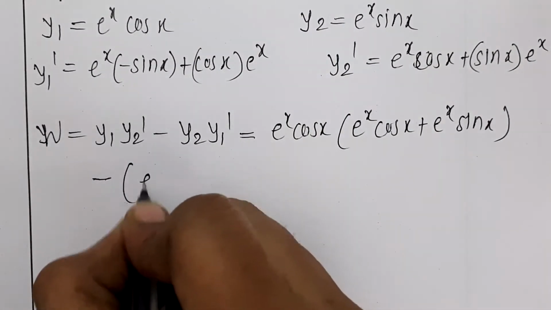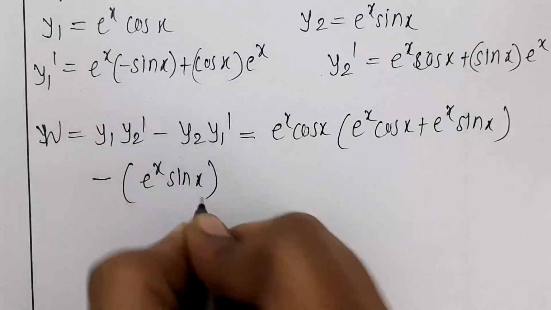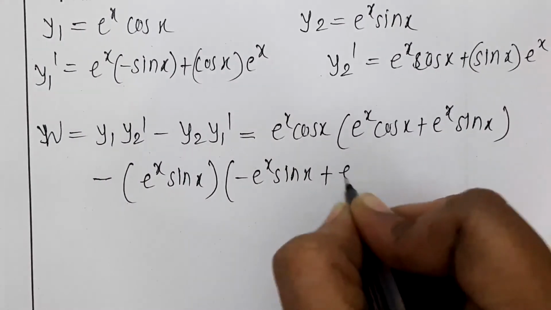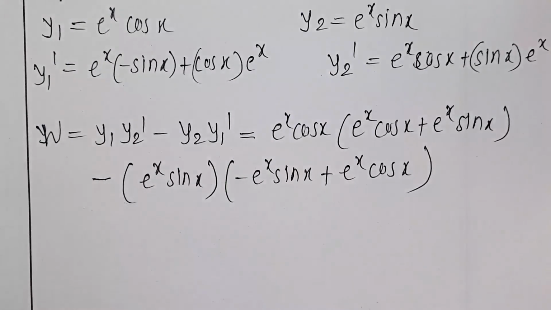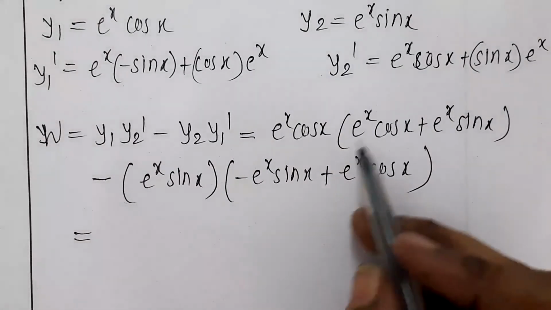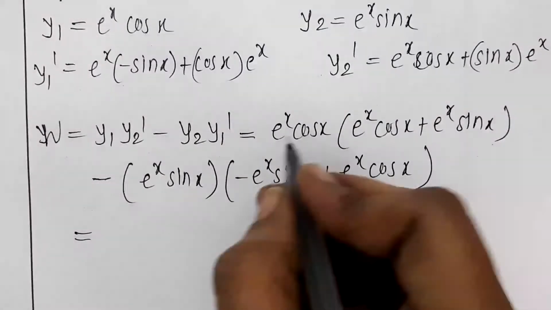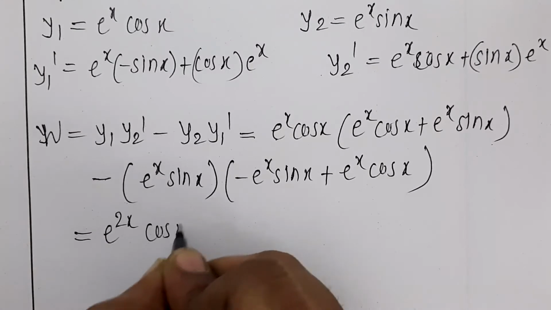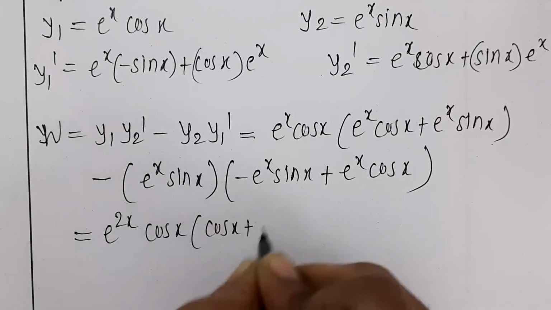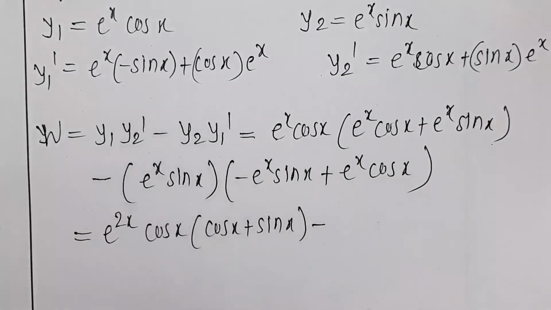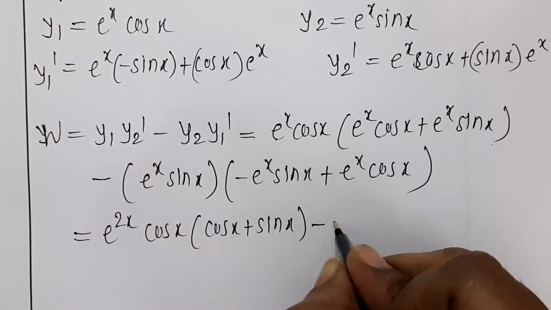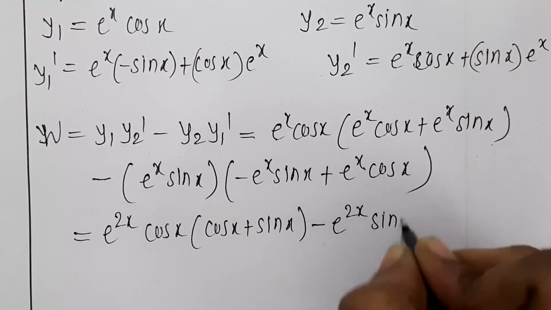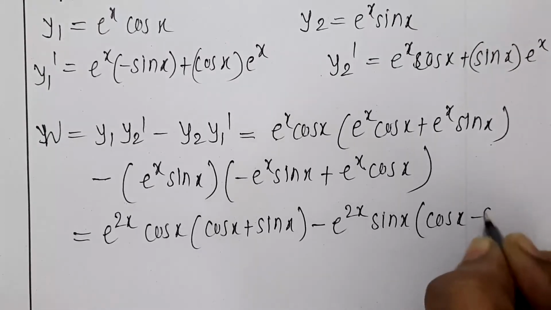So y2 is e^x sin x, multiplied by minus e^x sin x plus e^x cos x. Now e^x is common in the bracket. So e^x into e^x is e^2x; cos x remains as it is, multiplied by cos x plus sin x, minus e^x into e^x, which is e^2x; sin x remains as it is, multiplied by cos x minus sin x.